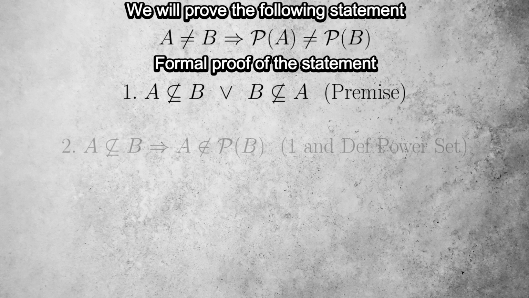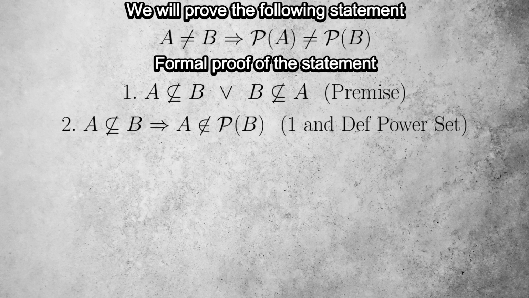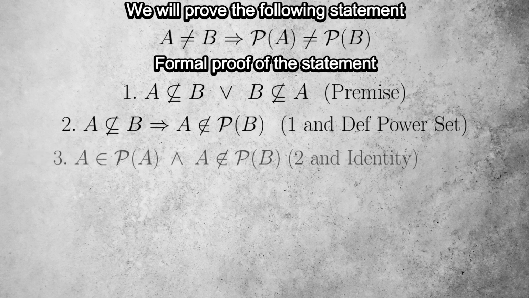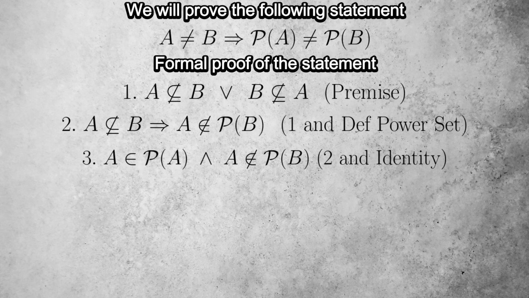The first case: if A is not a subset of B, then A cannot be an element of the power set of B, because remember that the power set of a set is made of all the elements that are subsets of such a set. And as A is not a subset of B, then A cannot be an element of the power set of B. But indeed, we have that A is an element of the power set of A. We know that both A and the empty set are always elements of the power set of A.